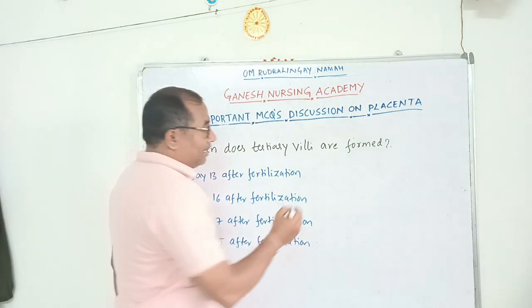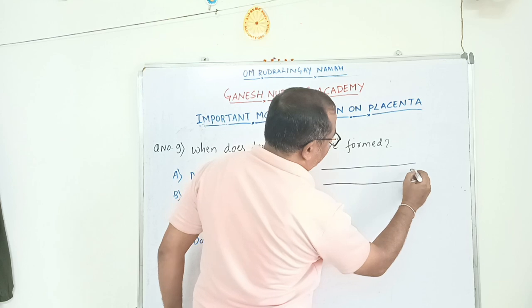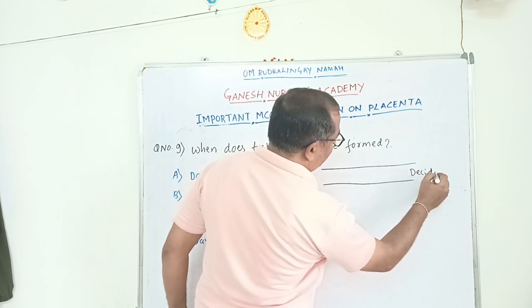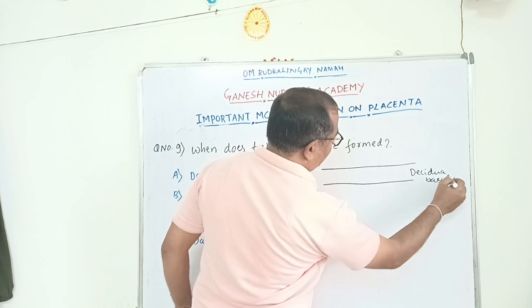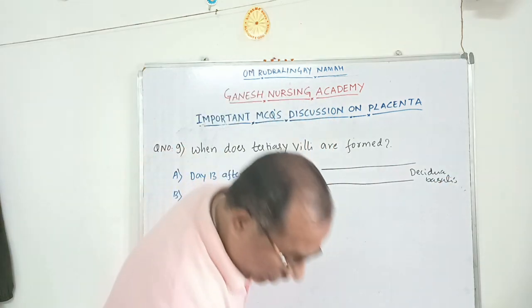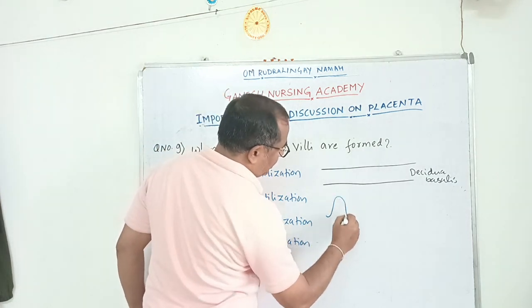In the formation of the placenta, what happens here? This is the decidua basalis, and here we have finger-like projections.